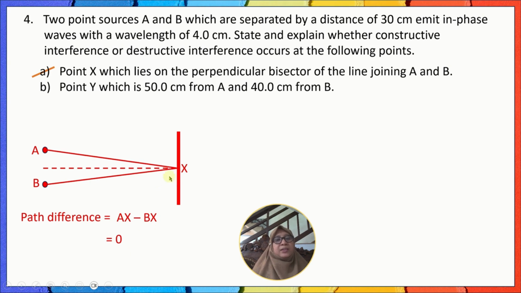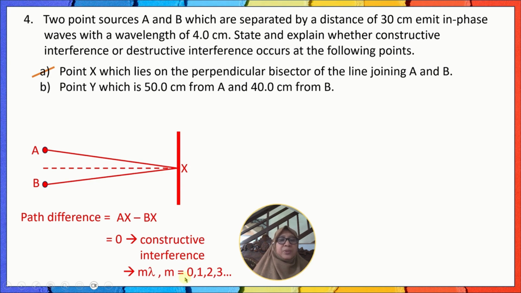So if you observe the pattern, this point will show the bright fringe, which means that constructive interference occurs at X. So the order m should be 0. Okay, now we do the next point Y.